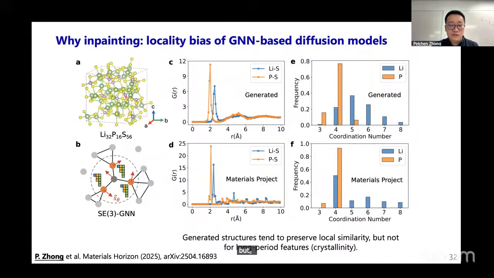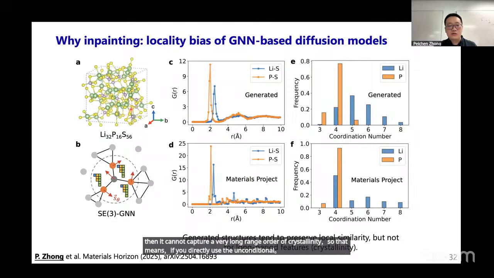But because the model is based on a GNN structure, that GNN structure has a certain limited cutoff for the perception length. So once the size of the generated structure becomes large, then it cannot capture a very long range order crystallinity. That means if you directly use the unconditional generation, you can get some mosaic or amorphous structure, but it can hardly be used for crystal structure generation. Particularly, we are losing some symmetries.